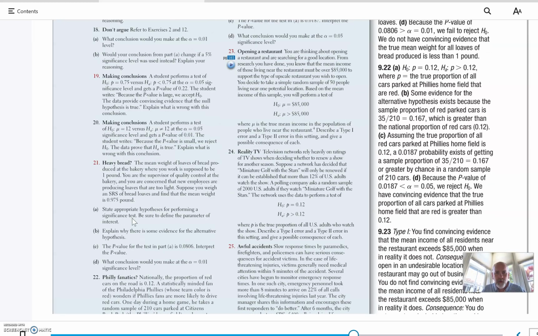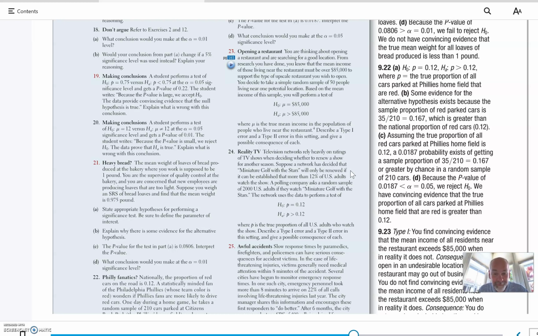All right, I remember 24 was one. Television networks rely heavily on ratings of TV shows. Suppose a network has decided that Miniature Golf with the Stars, that's awesome, will only be renewed if it can be established that more than 12% of U.S. adults watch the show. Wow, that's a lot of adults. Okay, just because there's so many things to watch, right? So I feel like that's kind of high.